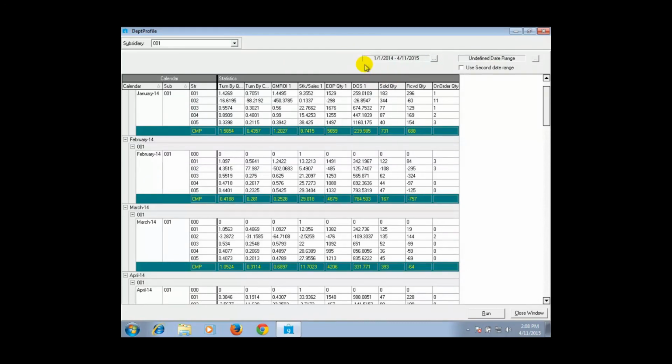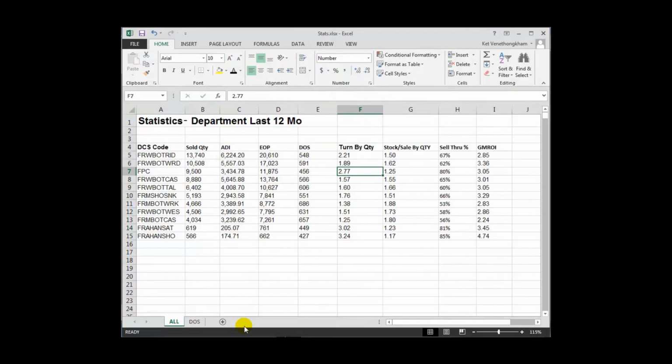The other place to get this information, of course, is by running a report in Retail Pro. I've done that before we started this video, and I've pulled out some of the more salient facts for you to look at, so you get a better understanding of turn and how Retail Pro is looking at it. So here's the department code, like here's one of them right there. Here's what we sold in the last 12 months. This was our average daily inventory. So in terms of quantity, over all of that year, we sold 13,740 pieces. Our average daily inventory was 6,224. So to get to the turn, you take this sold quantity, you divide it by the average daily inventory, and that's how you get the turn.